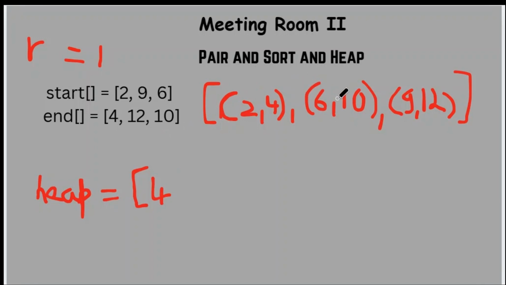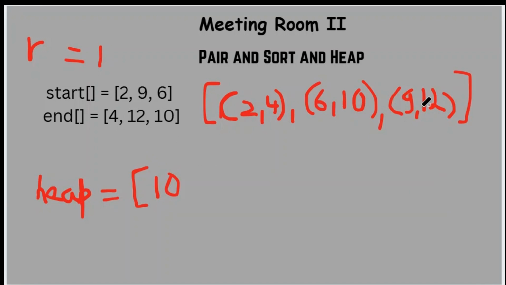Next, we have to iterate, and you can see 6. 6 is greater than 4. When this happens, you have to pop the element from the heap. If the start time is less than the ending time, then you have to push into it. But that's not the case here. So you have to pop the element, and then you have to push the ending time, which is 10. And now there is no change in the length of the heap, so r will still remain as 1.